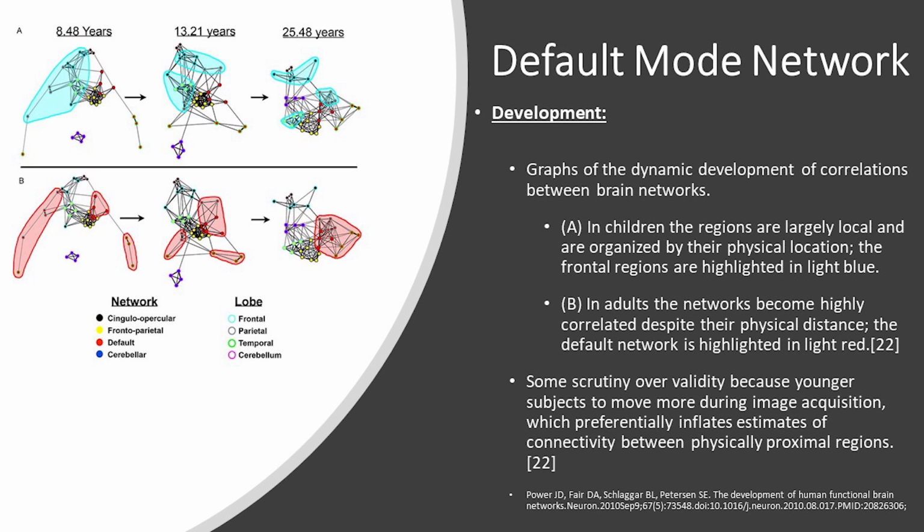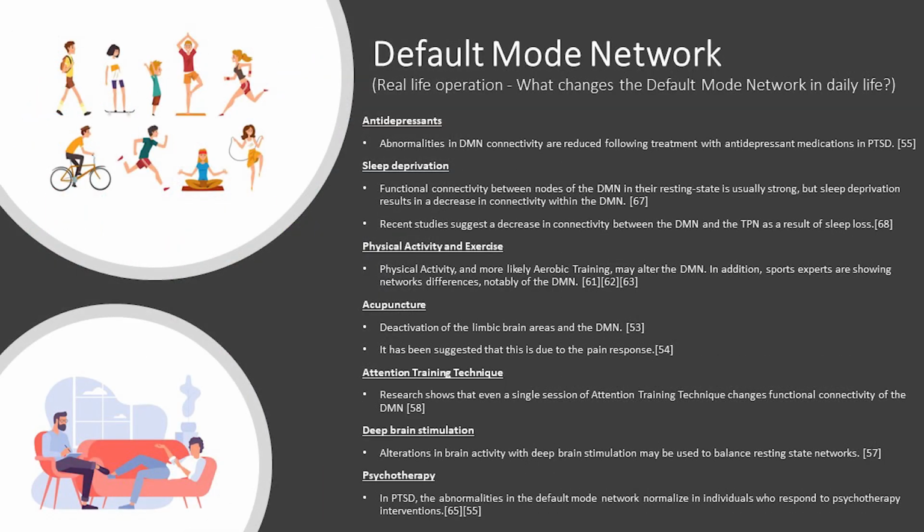So it was shown in children that the regions are largely local and organised by their physical location. The frontal regions are highlighted in blue. And in adults, the networks became highly correlated despite their physical distance. So greater connection over larger distances. It's important to note that there was some scrutiny over this paper because of younger subjects' disposition to move more during image acquisition.